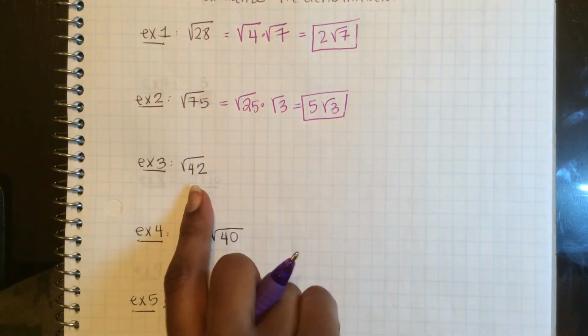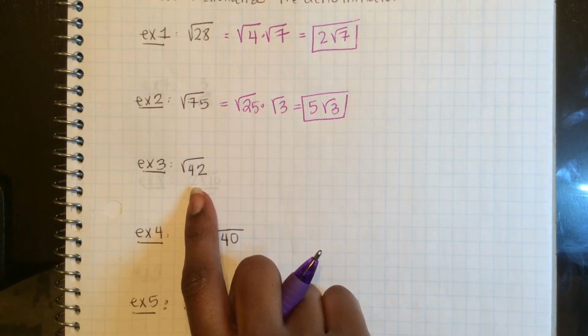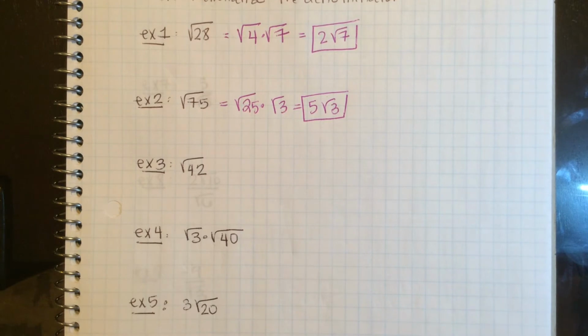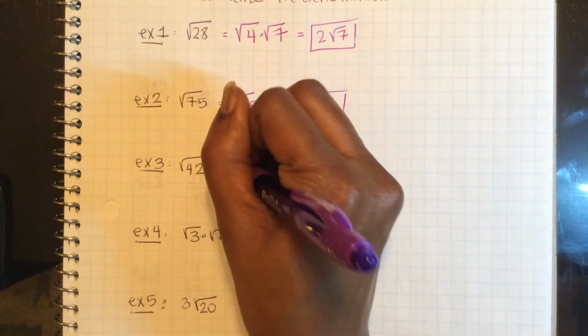42, let's see, perfect squares are 1, which doesn't really help us, 4, 9, 16, 25, 36, 49. None of those are factors of this, so this is simplified.